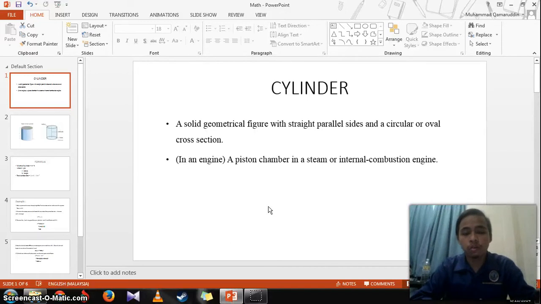Okay, today I'm going to explain to you all about the volume and total surface area of a cylinder. Firstly, I will tell you the definition of a cylinder. It is a solid geometrical figure with straight parallel sides and a circular or oval cross section, for example, a piston chamber in a steam or internal combustion engine.